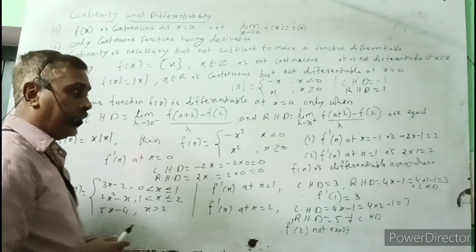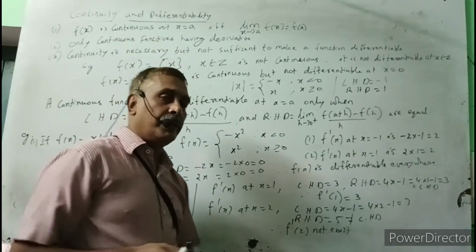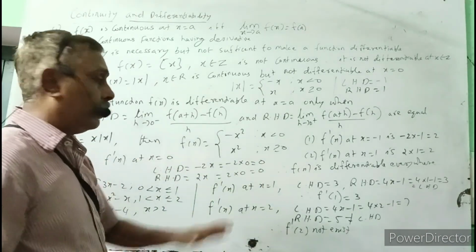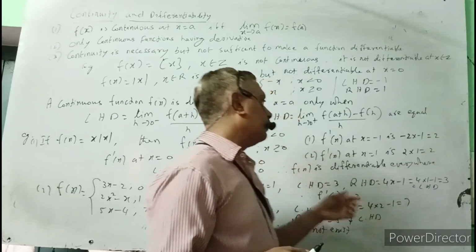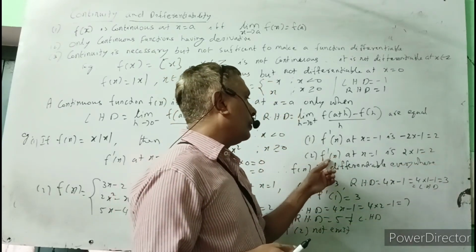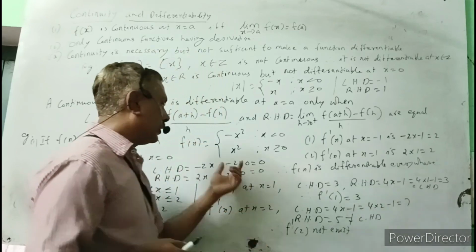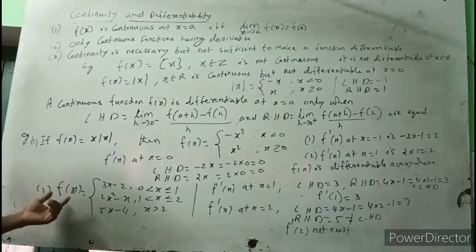LHD and RHD are same, so we can say f of x is differentiable everywhere. So at 0 also differentiable. What is the derivative at 0? It is 0 itself. So everywhere it is differentiable. At x equal to minus 1, derivative is 2. At x equal to 1, derivative is 2. At x equal to 0, derivative is 0. So it is differentiable everywhere.